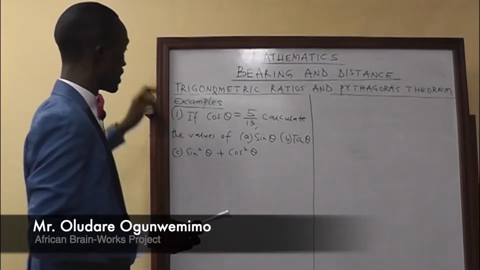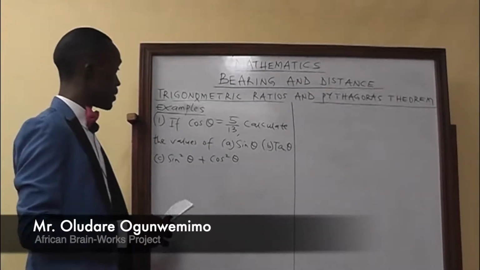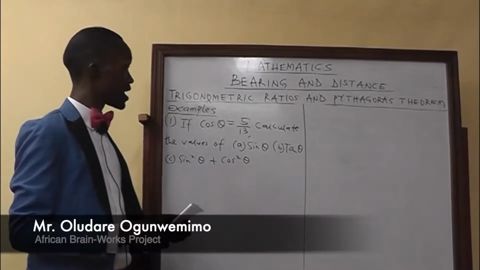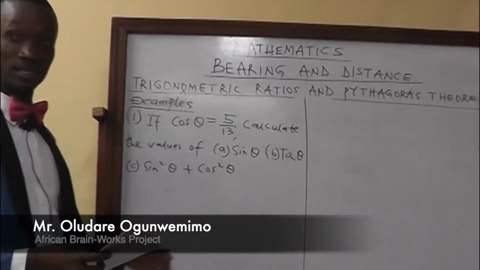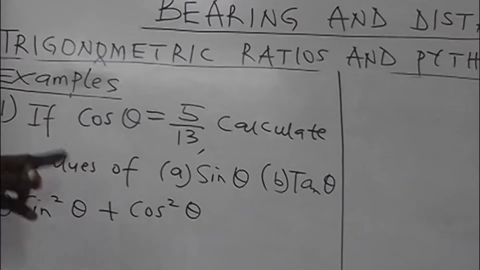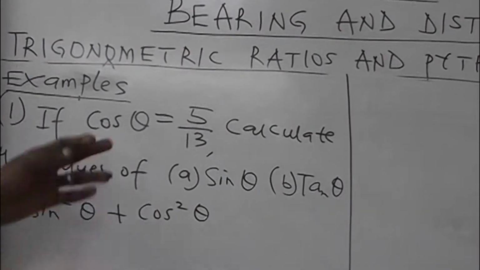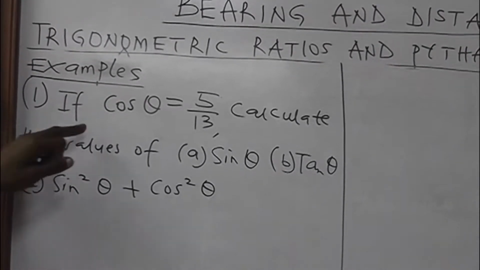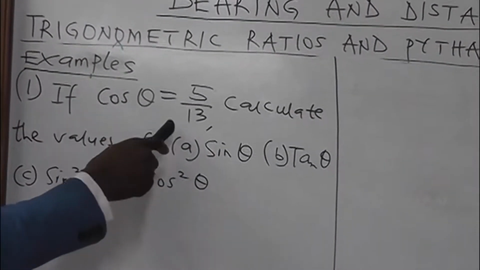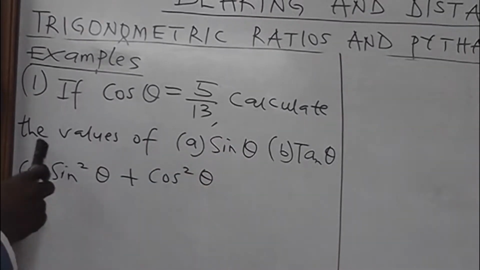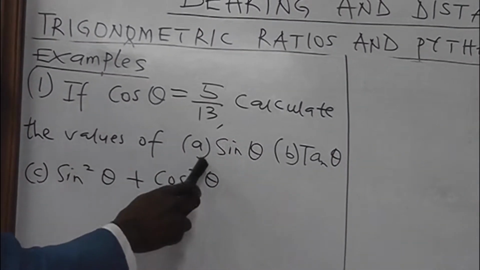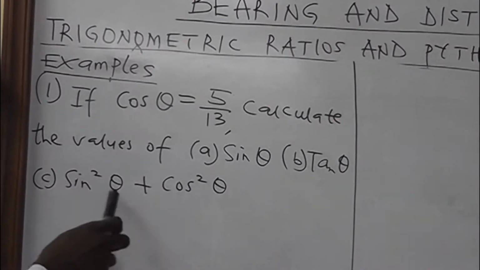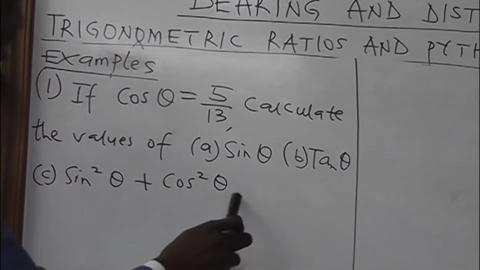Now, from what I explained earlier about the basic trigonometric functions that we have, that is the sine, cosine, and tangent, we are now going to the application of those things that we have acquired. Now there is an example A which says if cos theta is equal to 5/13, calculate the values of A sin theta, B tan theta, then C sin square theta plus cos square theta.